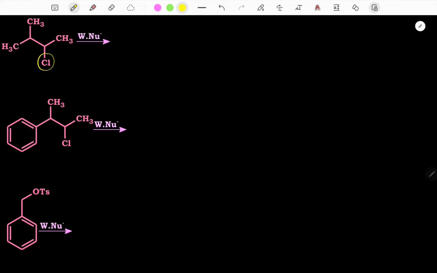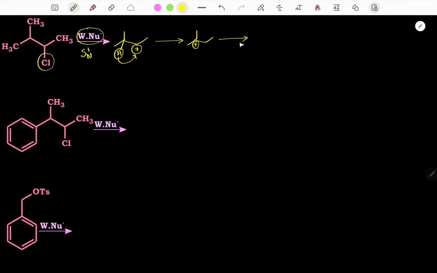Alkyl chloride treated with weak nucleophile. So weak nucleophile, alkyl chloride, we think about SN1. The SN1 mechanism, first we remove the leaving group, write down the carbocation, and here migration is possible. From this carbon, hydride shift takes place and forms the corresponding stable carbocation.